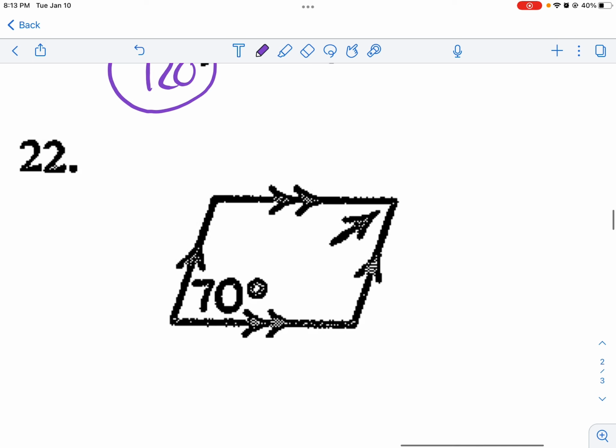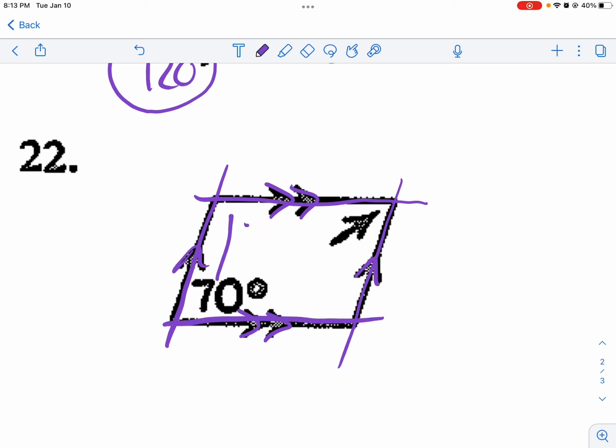22, we've got a parallelogram, right? Both sets of opposite sides are parallel. So we have a bunch of same side interior angles. Like I said, it's going to come up even after this problem. So like this one and this one are same side interior angles. This one and this one, this one and this one, this one and this one. They're all same side interior angles with respect to each other.